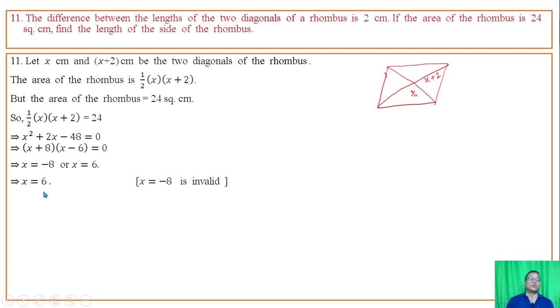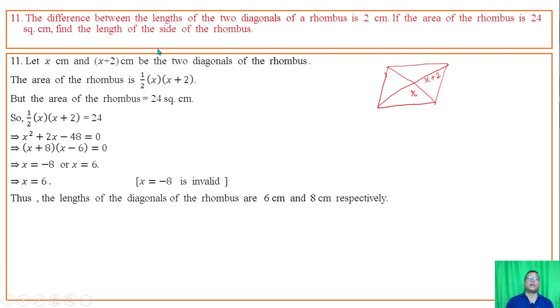Therefore, x equal to 6 is true, since x equal to minus 8 is invalid, because the length of a diagonal cannot be a negative number. Thus, the lengths of the diagonals of the rhombus are 6 cm and 8 cm respectively. Again, we have to find out the side of the rhombus.